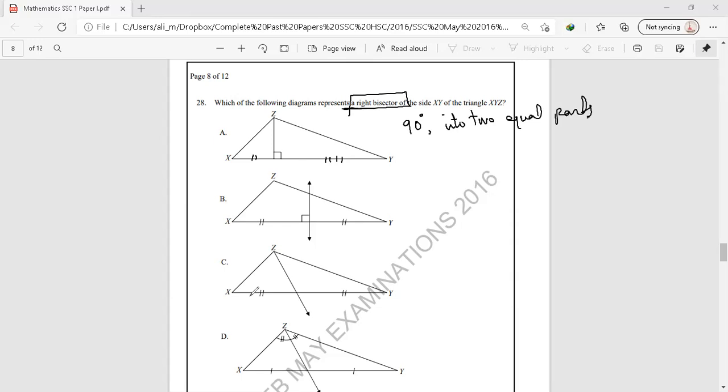In option C, this is bisecting the opposite side. These are equal, but this is not making an angle of 90 degrees, so this is not a right bisector. Similarly, the sides are equal, it means this is bisecting, but it is not making 90 degrees, it means this is also not the right bisector. So a right bisector is a line that bisects a segment making 90 degrees with it. So here we have 90 degrees as well, and two sides are also equal, so the correct option for this question would be option B.